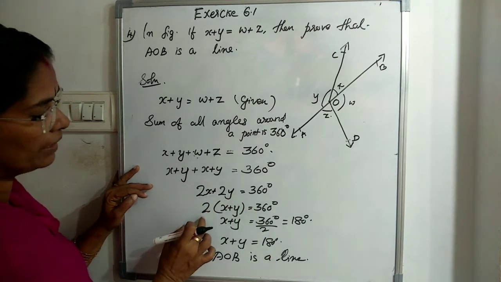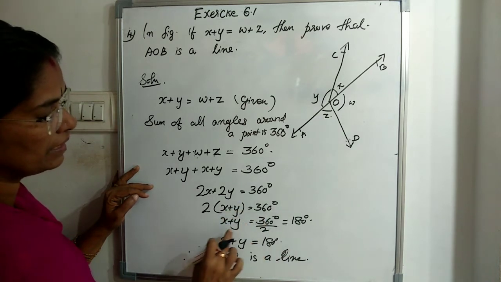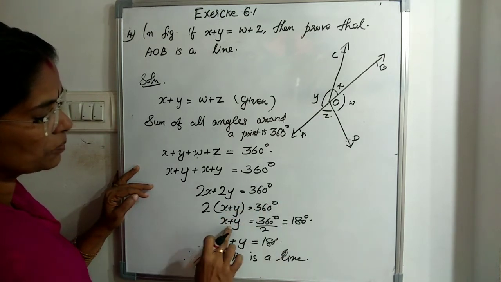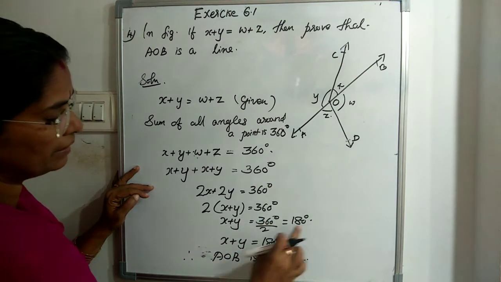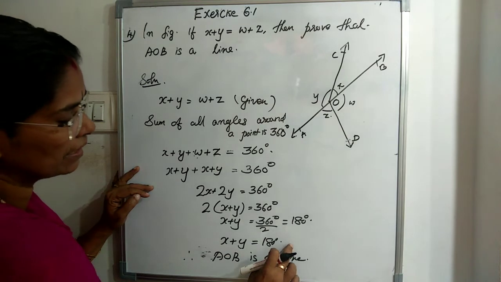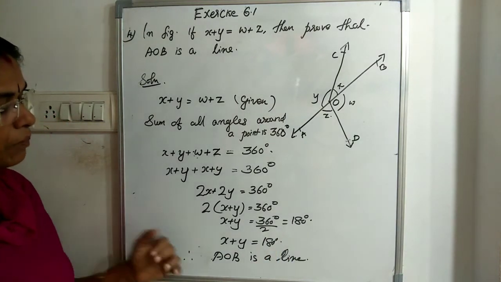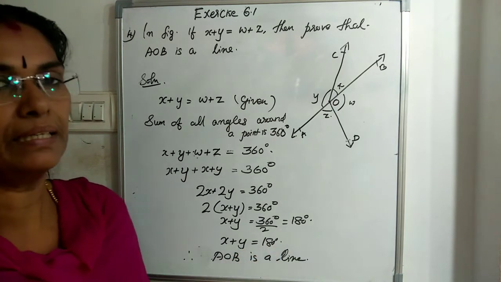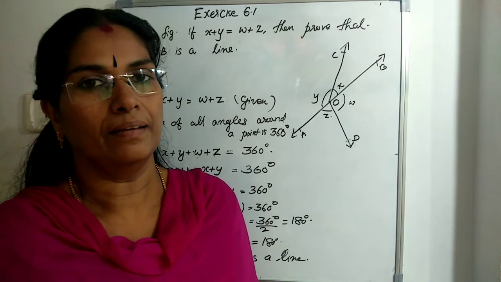From this, we are taking 2 common. x plus y inside the bracket is equal to 360 degree, then x plus y is equal to 360 degree by 2, that is 180 degree. X plus y we can write as 180 degree. Therefore we can say AOB is a line. Sum of two adjacent angles is 180 degree, then the non-common arms form a line.